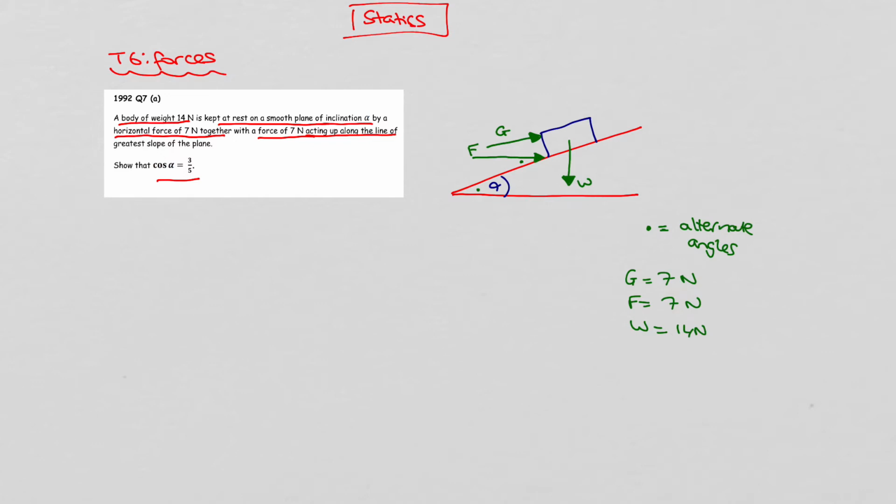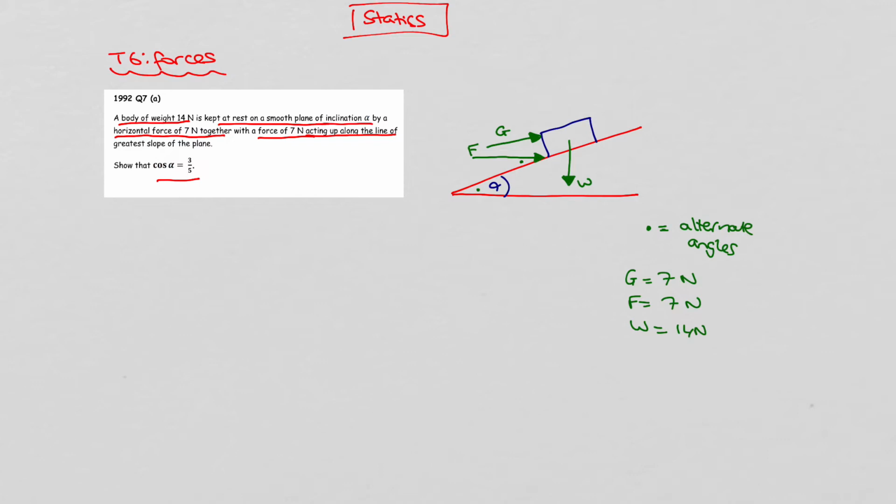What we're going to want to do here is look at our up forces and our down forces and our left forces and our right forces. Therefore we're going to have to resolve two forces here. We have to resolve the weight, because that is acting down, and we need parallel and perpendicular to the slope. We also need to resolve F, because that's horizontal to the ground and we need it parallel and perpendicular to the slope itself.